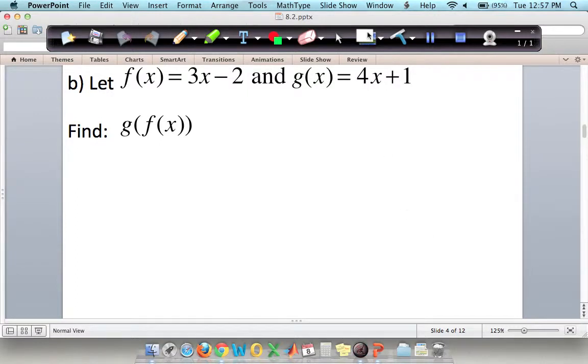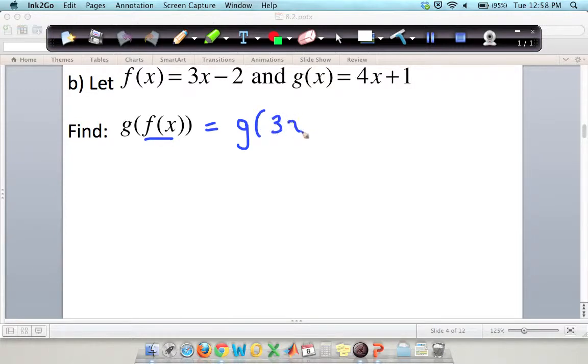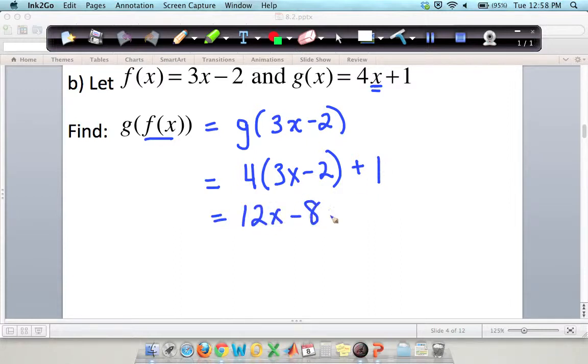Just do the same thing again. We're going to do g of f of x, so the other way around. Again, I'm going to start with the inside parentheses. It says f of x, so I'm going to rewrite this as g of, and plug in what f of x is, which is 3x minus 2. Now this is saying g of 3x minus 2. That means go to the function g and replace this x with 3x minus 2. So I'm going to write 4 times 3x minus 2, plus 1. Simplify. We get 12x minus 8 plus 1. Combine the negative 8 plus 1, and you get 12x minus 7.